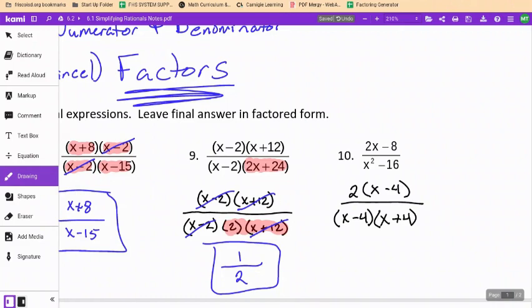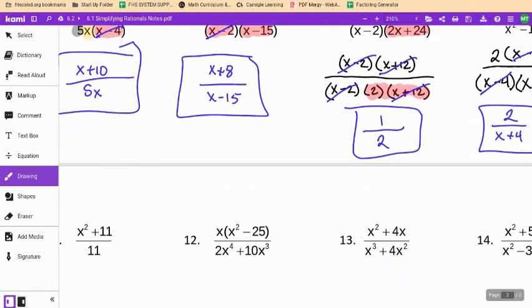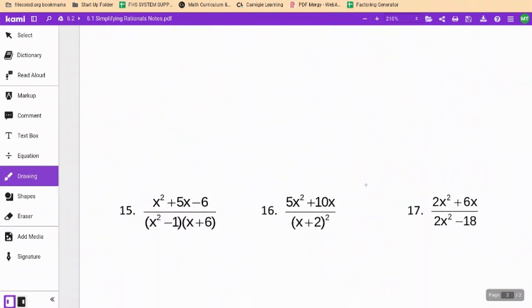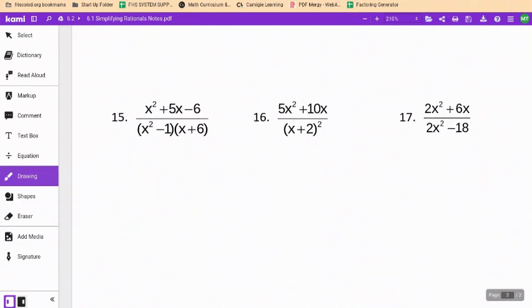Now I can start simplifying. An x minus 4 with an x minus 4. And I'm left with 2 in the numerator and x plus 4 in the denominator. Okay, so factoring is going to be a very, very vital role in how we simplify these. Okay, I'm going to move on to actually just go to 15 through 18. Okay, and so there's going to be a mix of things that need to be factored and things that are already factored.